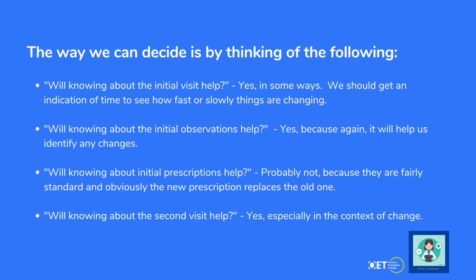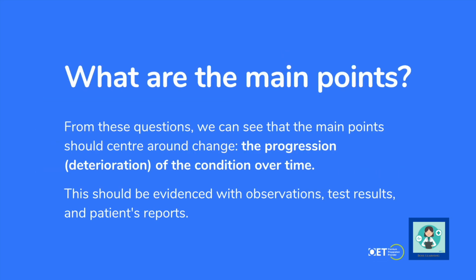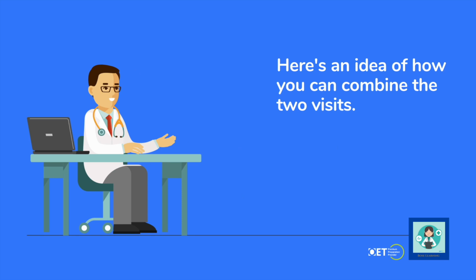Will knowing about the second visit help? Yes, of course, because we've got this context of change going on. So, the main point from asking ourselves these questions is that the paragraph should center around change. In this case, the progression, the deterioration of her symptoms, of her condition over time. And we need to evidence this with our observations, the test results, and the patient's own reports. So that's how I would structure my paragraph.